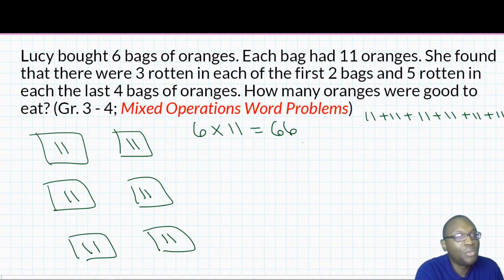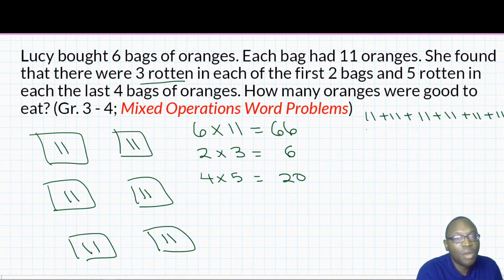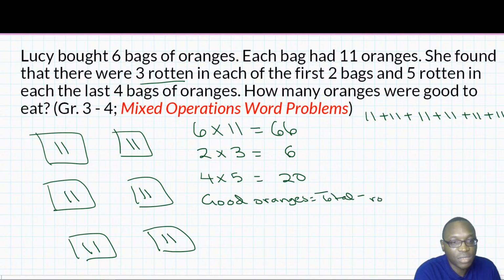And now we found out that there are 3 rotten oranges in the first 2 bags. So in the first 2 bags, there are 3 rotten oranges each, so that's going to be 6. And then in each of the last 4 bags, we have 5 rotten oranges in them, and that's going to give us 20 oranges. So to find out how many are good to eat, we need to find the total number of oranges. Let's write that properly. Good oranges will be equal to total minus rotten.